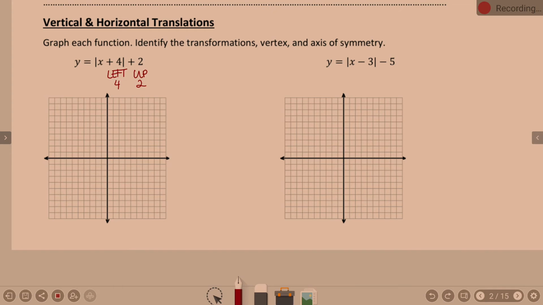Are you guys in agreement with the left 4 up 2 now? Yes. You can see based on using that chart. And the last one, that +4 is in the absolute value. So that's like in parentheses, left or right, opposite the sign. So that's a left 4.